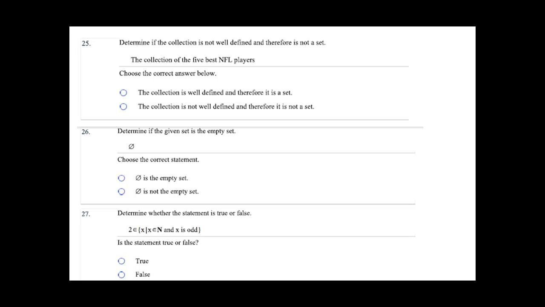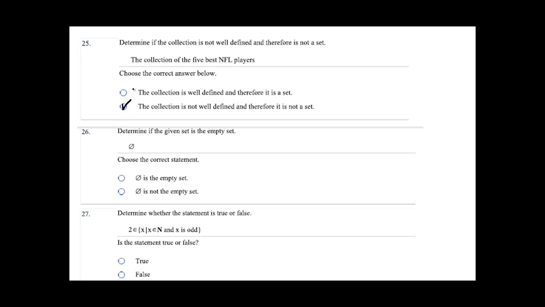Okay, 25. Determine if the collection is not well defined and therefore not a set. The collection of the 5 best NFL players. Well, if we were to ask 2 different people who the 5 best NFL players were, we'd probably get 2 different answers. So, this is not well defined and therefore not a set.